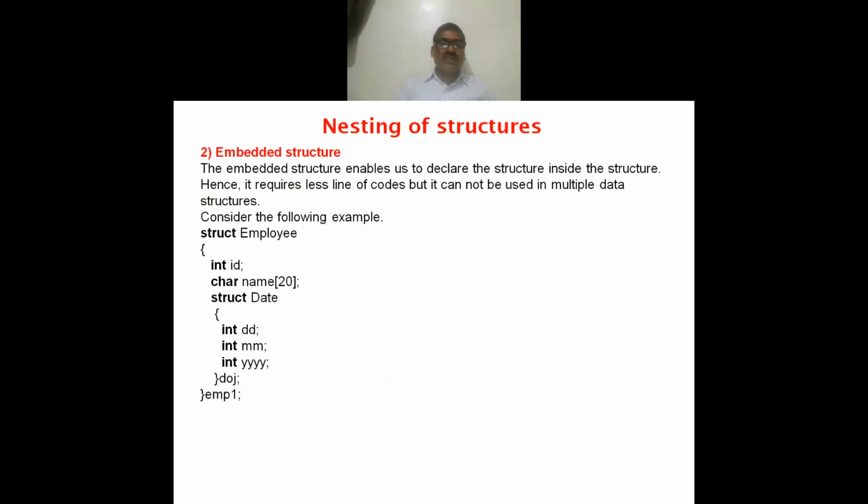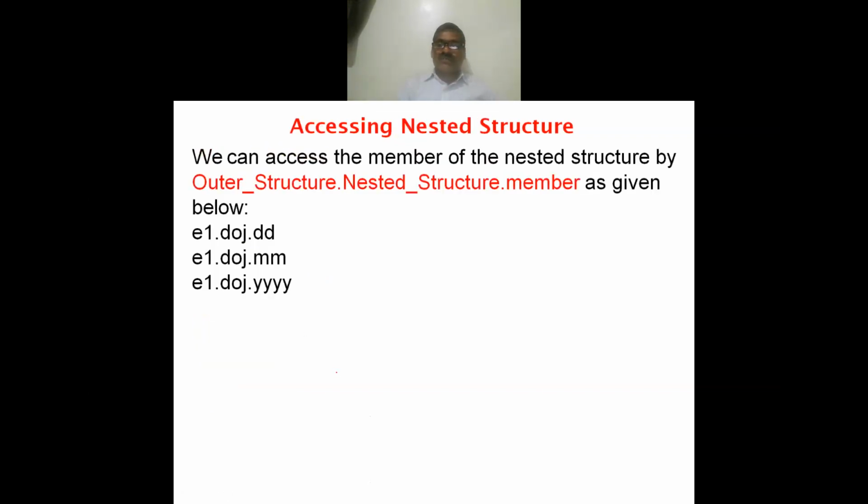The second method of nesting is embedding the structure within the structure itself. So for example, consider an employee structure here: int id, char name of 20, then you are defining struct date within the structure itself, int dd, mm, yy, and doj. So this is a variable of struct date type. Then emp1 is a variable of employee type. So this is a structure we are defining within another structure. This is what we call an embedded structure. But if you declare an embedded structure, it will not be reused in any other structures. So that is the reason the first method is more preferable when we are using nested structures.